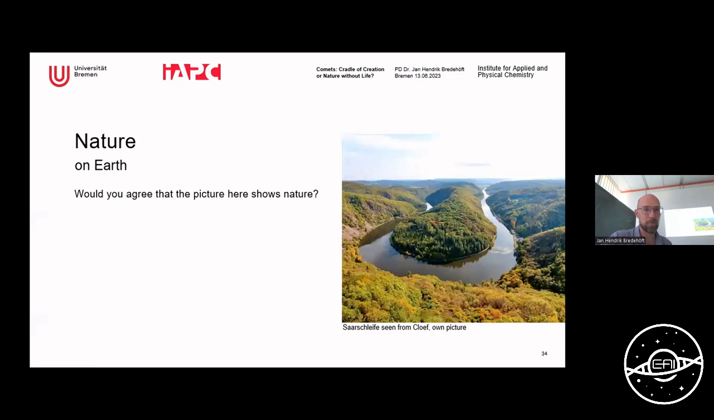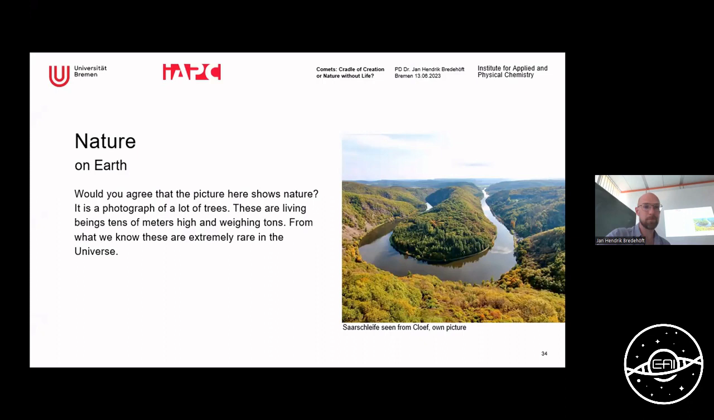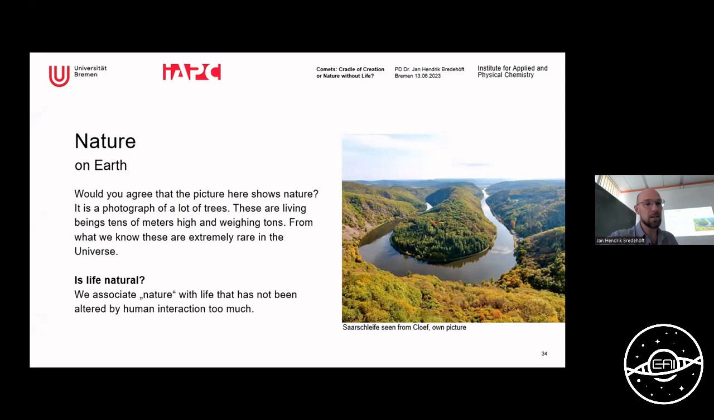First, you probably agree that what you can see on this picture depicts nature. It is a photograph of a bunch of trees, and trees are living beings that are tens of meters tall and weigh several tons. From what we know, these are extremely rare in the universe, so on a universal scale this is really extremely exotic. We associate nature with life that has not been altered by human interaction too much. So we have this dichotomy of nature versus culture, and we describe things as natural if they are living and haven't been tampered with by humans too much.